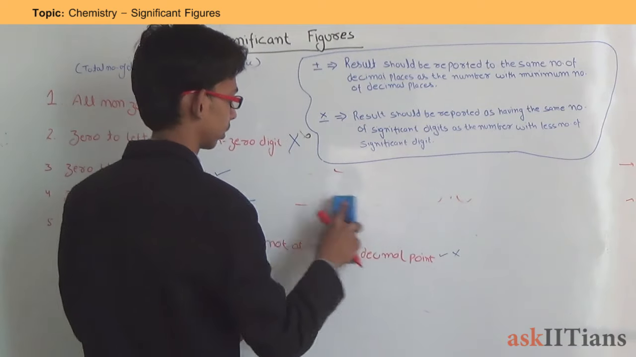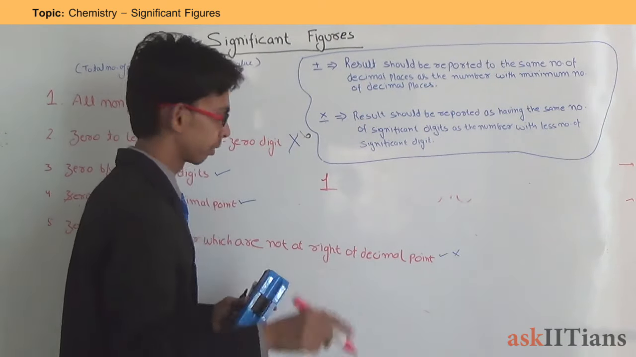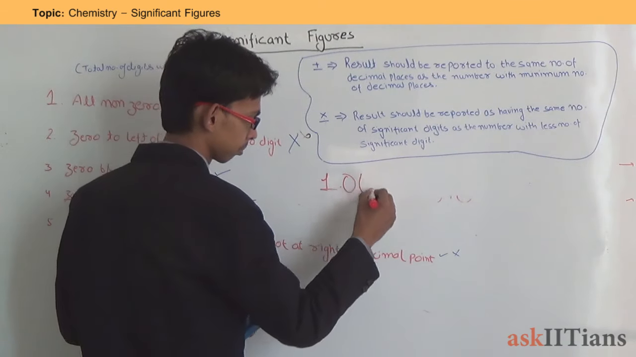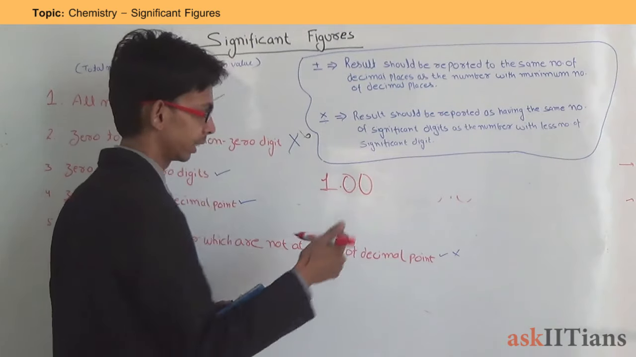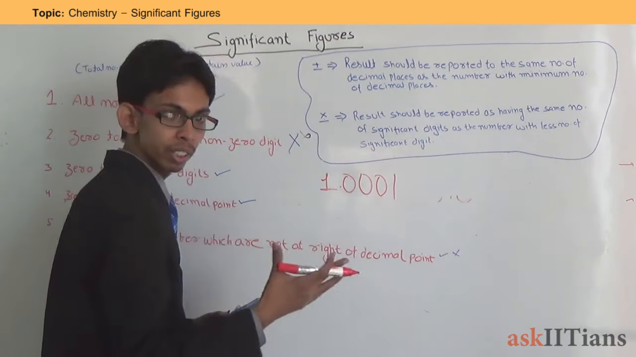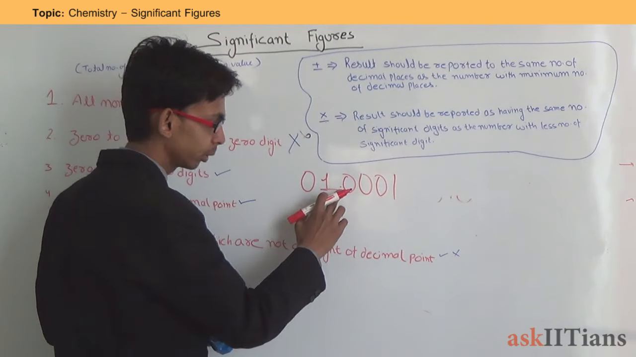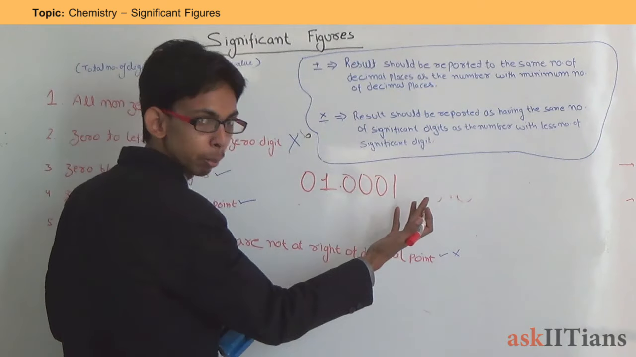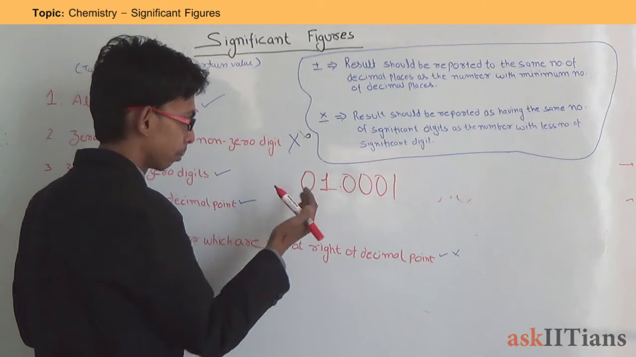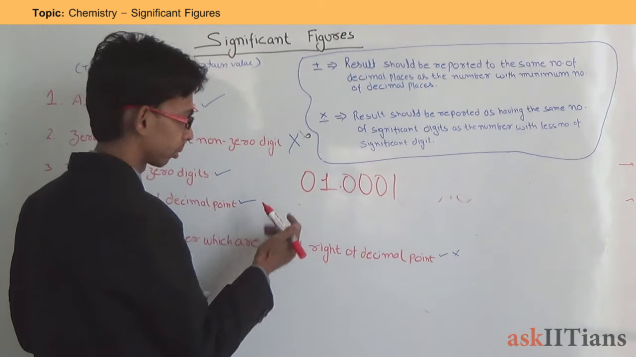That means one significant figure, two significant digits, now three significant digits, four significant digits, five significant digits, but still five significant digits, because zeros to the right of the decimal point will be significant. The zero which is preceding the first non-zero digit will not be significant.